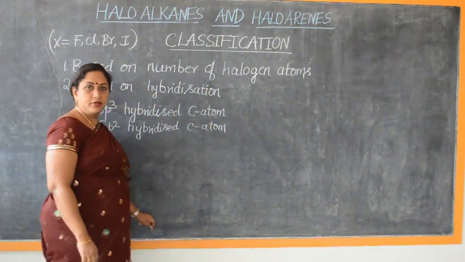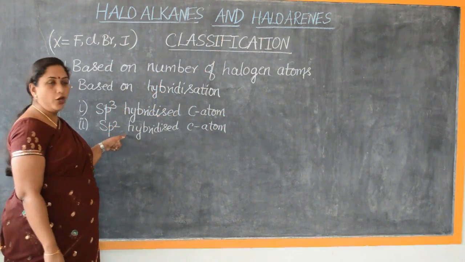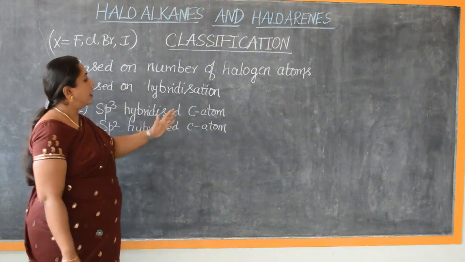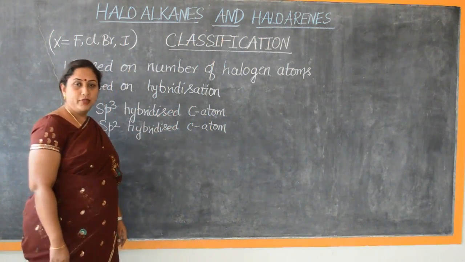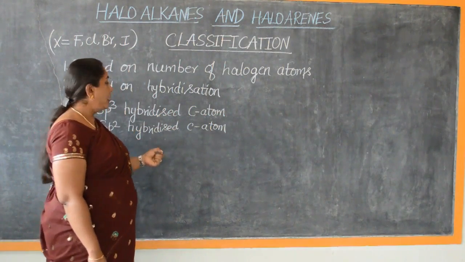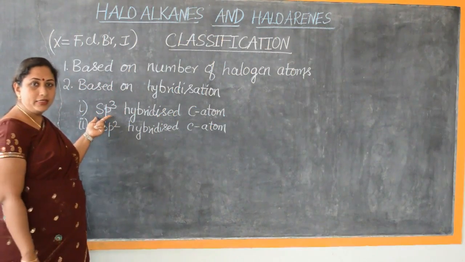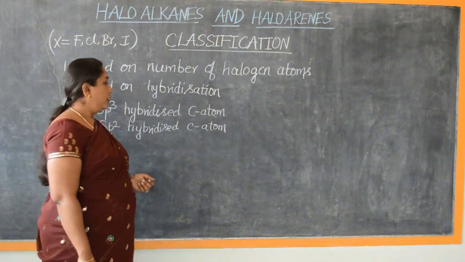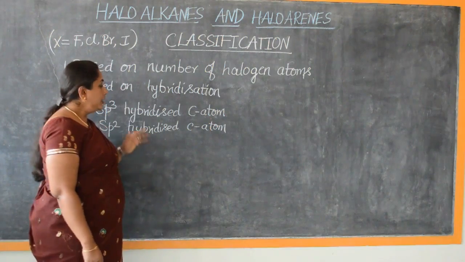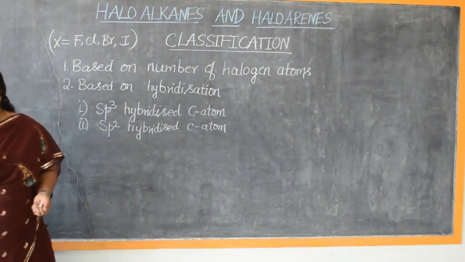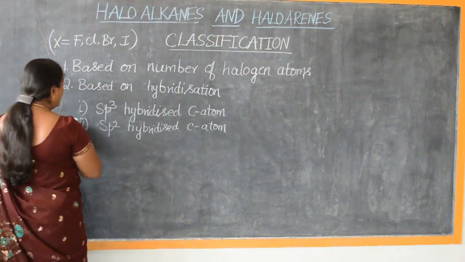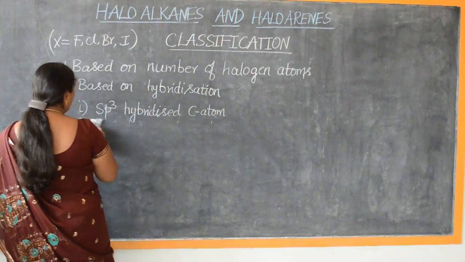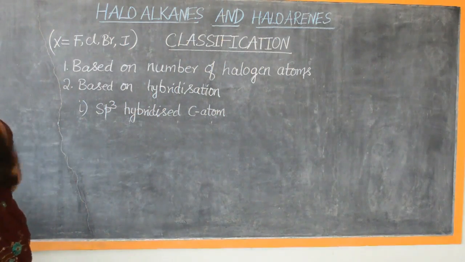What do we mean by this? Now this categorization is based on to which particular carbon atom the halogen has got attached. If the halogen has got attached to carbon atom involved in sp3 hybridization, or to the carbon atom involved in sp2 hybridization. Now let us understand each one of them in a bit of detail. First, let us understand the classification wherein the halogen atom is attached to the sp3 hybridized carbon atom.